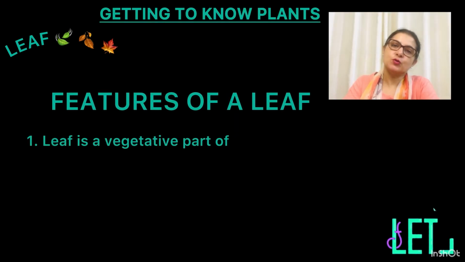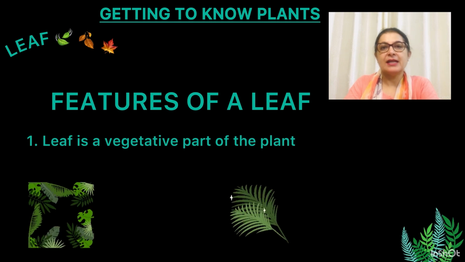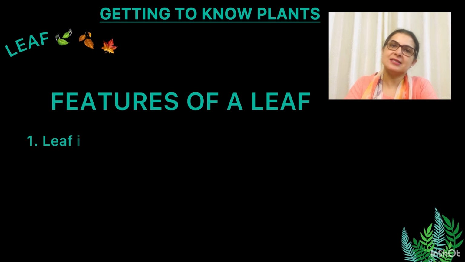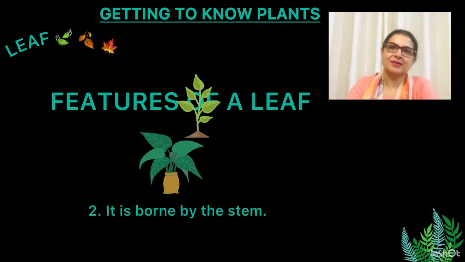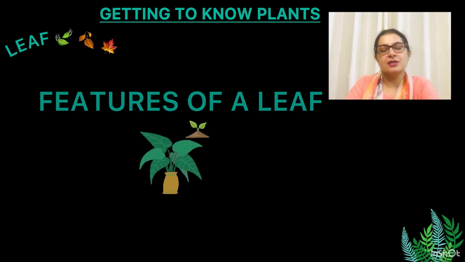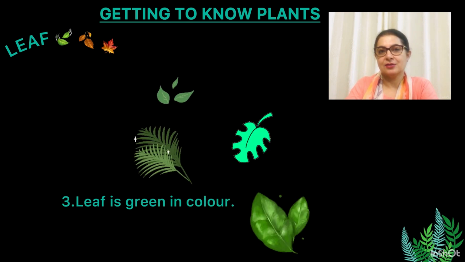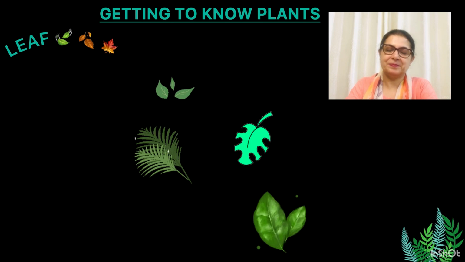So first and foremost, what we need to remember is that the leaf is a vegetative part of the plant and it is borne by the stem. Now leaf, we all know, is green in color. So this is a very important aspect to which I'll be coming a little later.